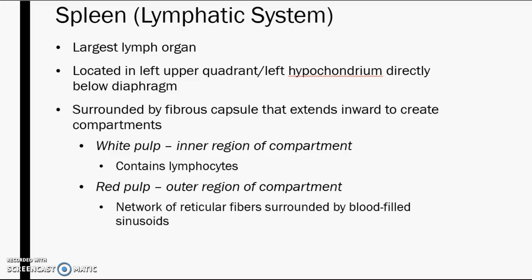These compartments then divide the inner part of the spleen into white pulp and red pulp. So the white pulp is the inner region of the compartment, and it contains lymphocytes. The red pulp is the outer region of the compartment, and it is a network of reticular fibers surrounded by blood-filled sinusoids, hence its red color.